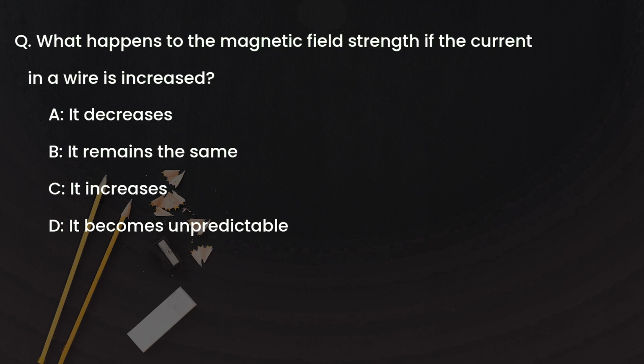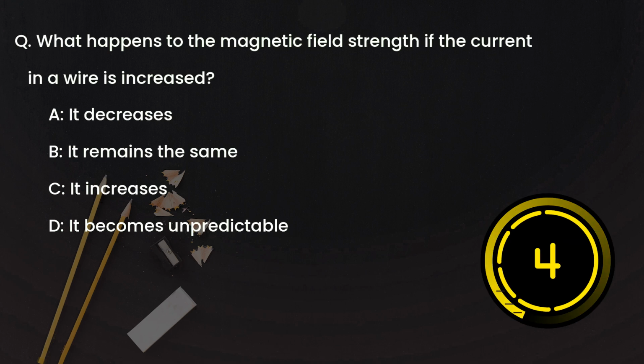Option A, it decreases. Option B, it remains the same. Option C, it increases. Option D, it becomes unpredictable. You have 5 seconds to answer the question.